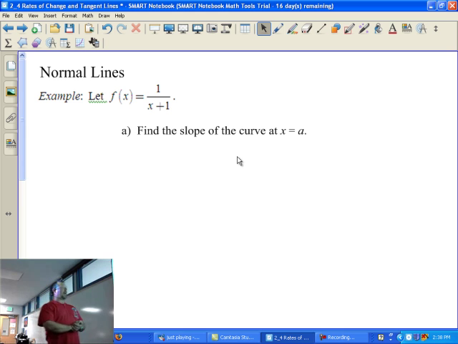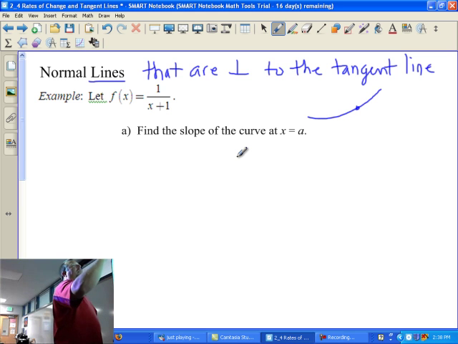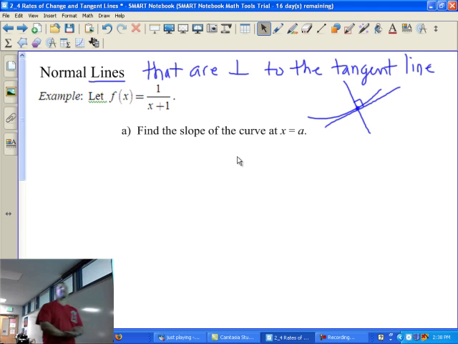Next example's got normal lines. Normal lines are lines that are perpendicular to the tangent line. So if you've got a curve and you've got a point, you've got this tangent line going through, and the perpendicular line would be there. Those slopes are opposites and reciprocals of each other. Okay, so let's find the slope of the curve at x equals a.